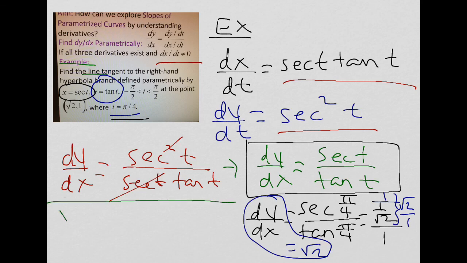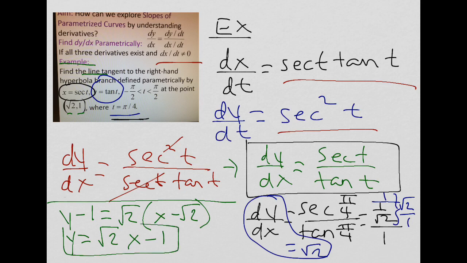So our tangent line is y minus y sub 1, which is 1. Our slope is radical 2. And we have x minus x sub 1, which is radical 2. A lot of radical 2's here. I think that's what happened. And we end up simplifying this to be y equals radical 2x minus 1. And that is our line, tangent to our curve here, set by our parametric equations between our t values at a certain point when t is this value.